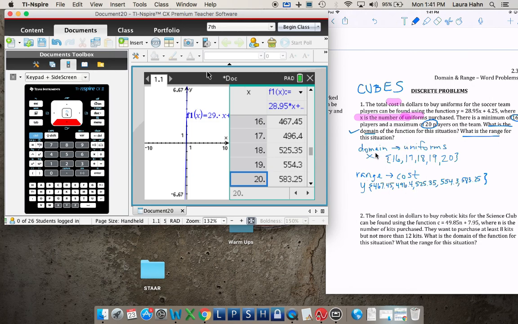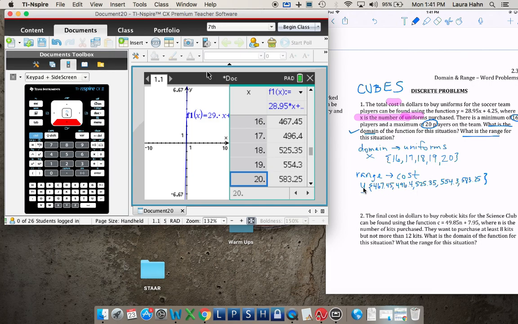So one more time, we know domain was X, which was talking about uniforms. Well, I can have anywhere from 16 to 20 players, so that's how many uniforms I could possibly buy, anywhere from 16 to 20 uniforms. So that's why 16, 17, 18, 19, 20.